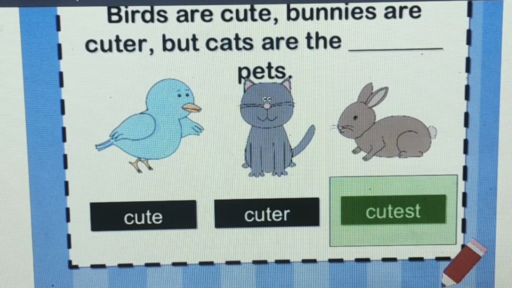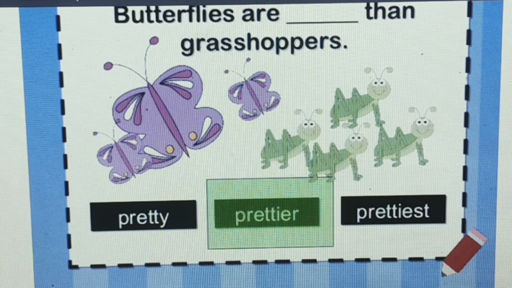Birds are cute. Bunnies are cuter. But cats are the dash pets. So there is comparison. Three are involved. So it is superlative degree. Answer is cutest. Butterflies are dash than grasshopper. Pretty, prettier, prettiest. Two things are there. Comparative degree. Answer is prettier.